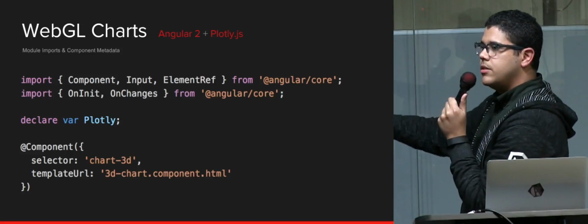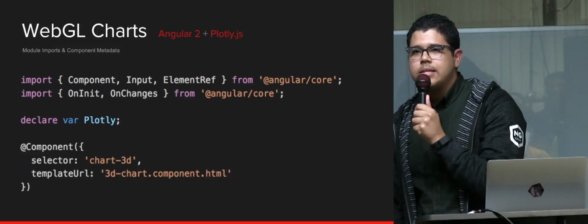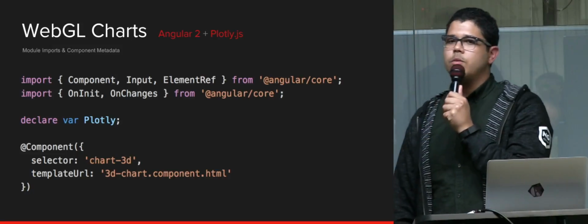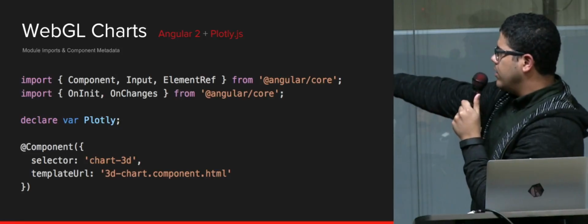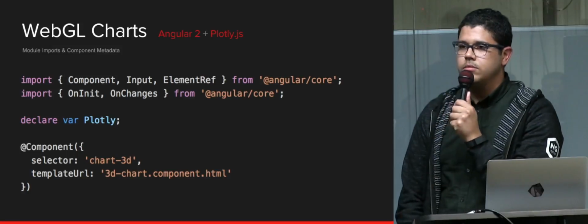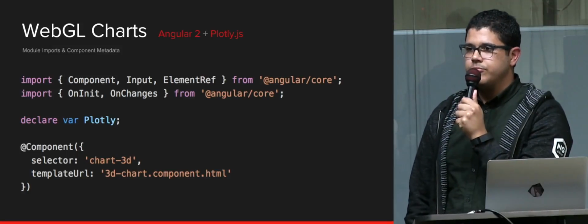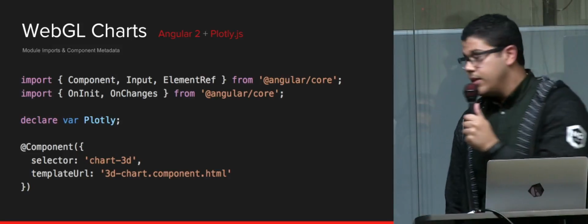But in this case, you can see that we're only using a selector and a template URL. Of course, we don't need any CSS. This is pure Canvas and WebGL. Can someone tell me why I called the chart 3D and not 3D chart? Can I start with a number?